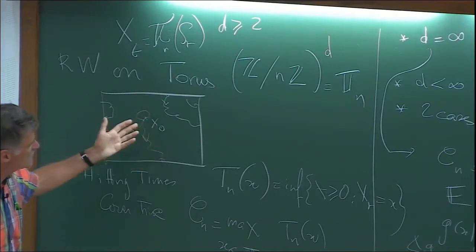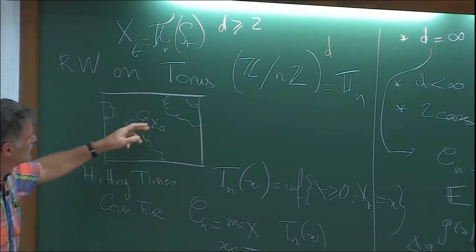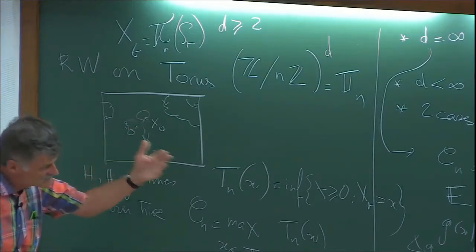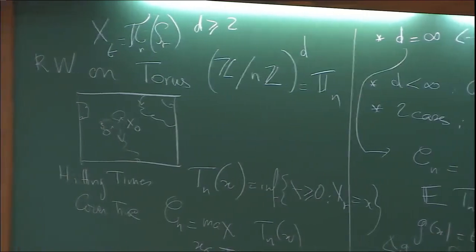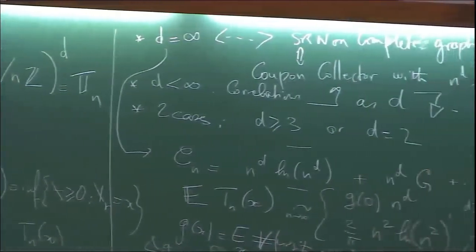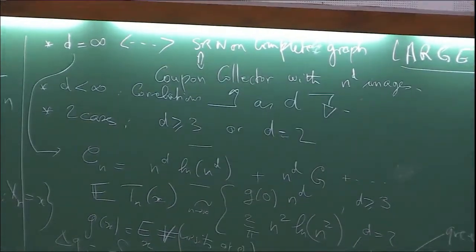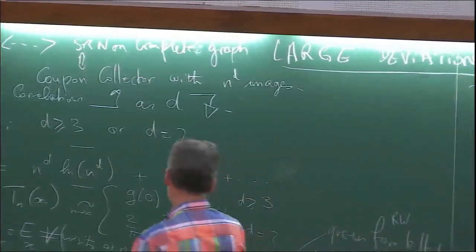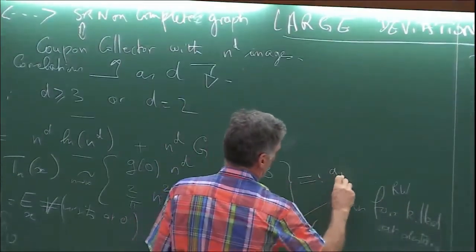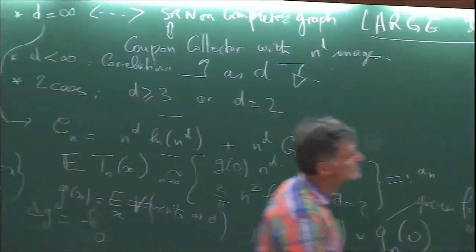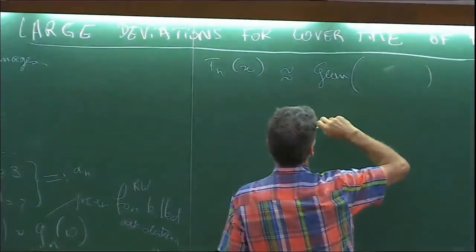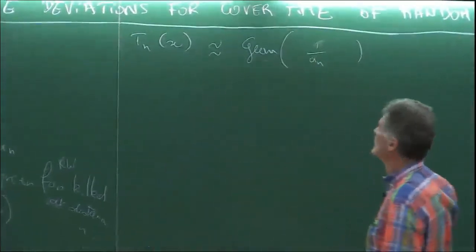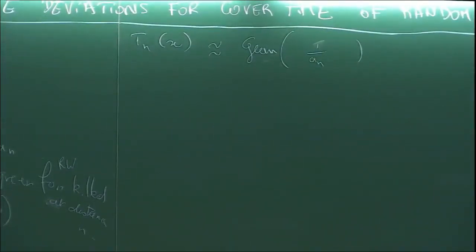So I'm essentially in a heads and tails game in which the probability of success is small. So Tn of x is close to a geometric distribution. So Tn of x is approximately a geometric distribution with a small probability of success. Okay, the probability of success, in fact, if I call this an, the mean of these terms, the parameter of the geometric is 1/an. It's a small guy.